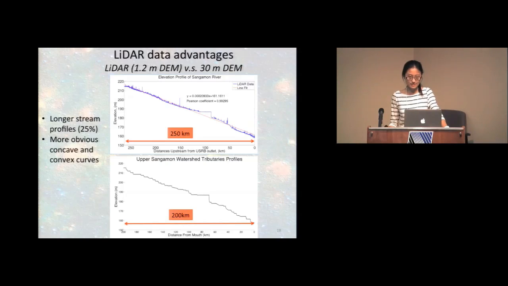LiDAR data has many advantages. One obvious advantage is that it can give you more details because of the high resolution. So I made a very brief comparison between the 30-meter DEM and the 1.2-meter DEM, which is LiDAR data. You can see these 2 plots show the same elevation profile in the Sacramento River. They show exactly the same channel, but LiDAR data gives you longer streamlines. And also LiDAR data shows more obvious concave and convex along the channel.